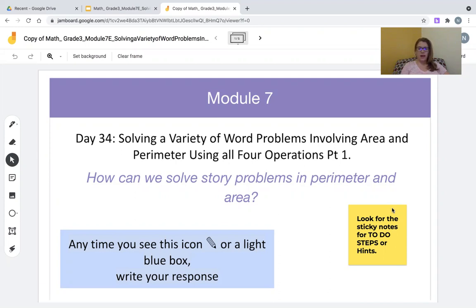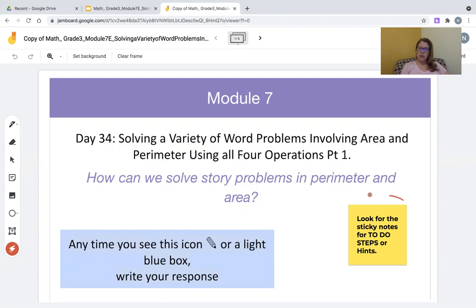Today, in this video, I'd like to complete the Explore section with you with the supports of a Google Jamboard and self-regulation prompts or to-do steps. In this lesson, we are in day 34, solving a variety of word problems involving area and perimeter using all four operations. Our focus question is, how can we solve story problems in perimeter and area?